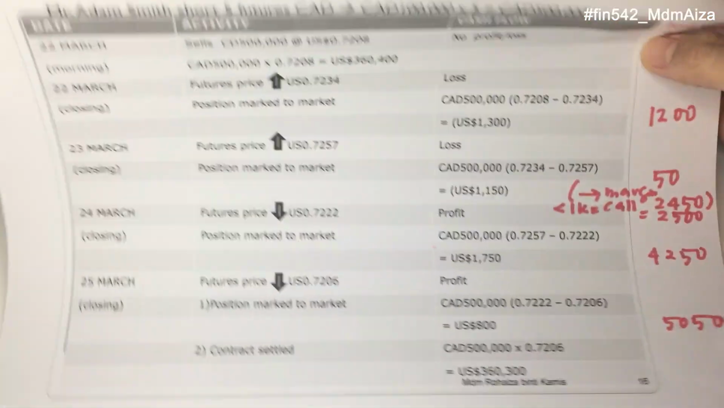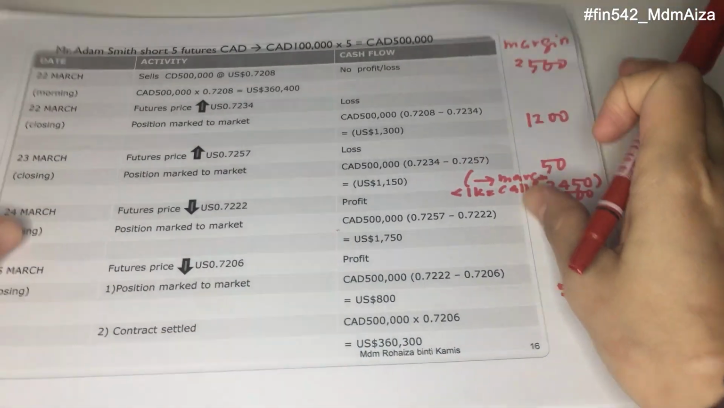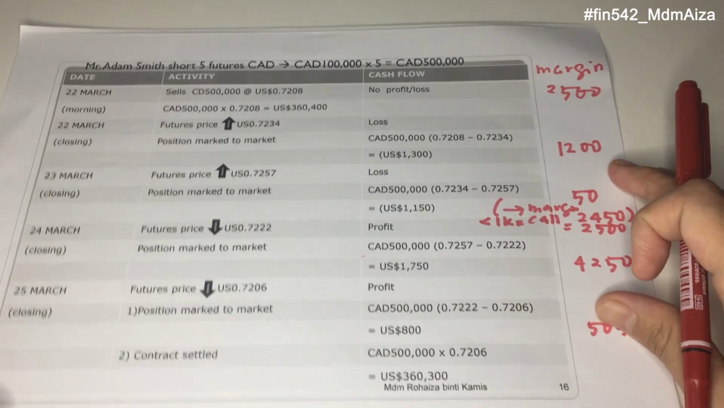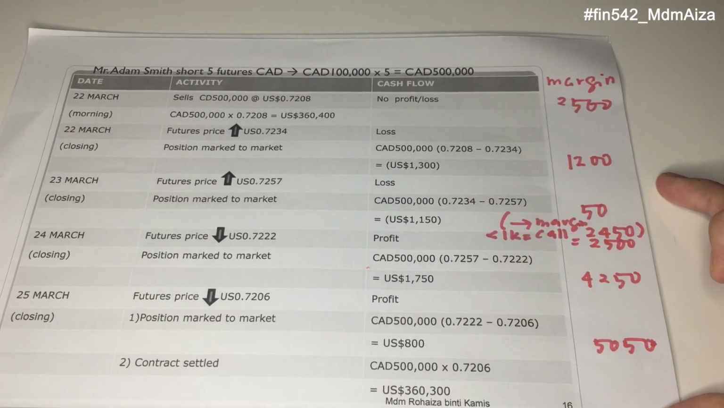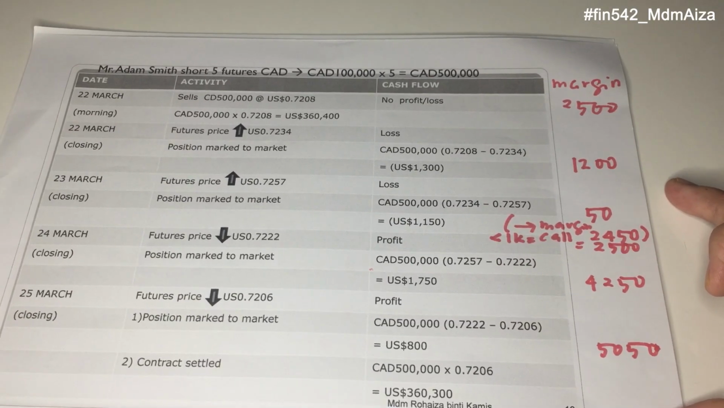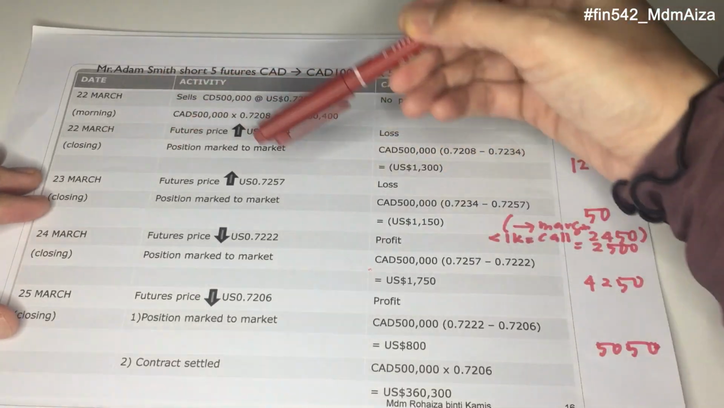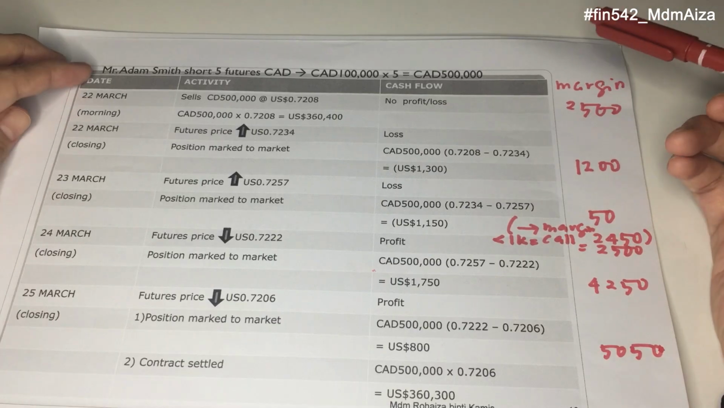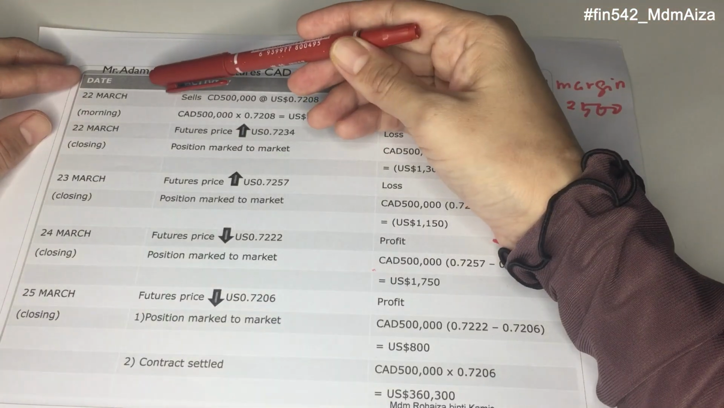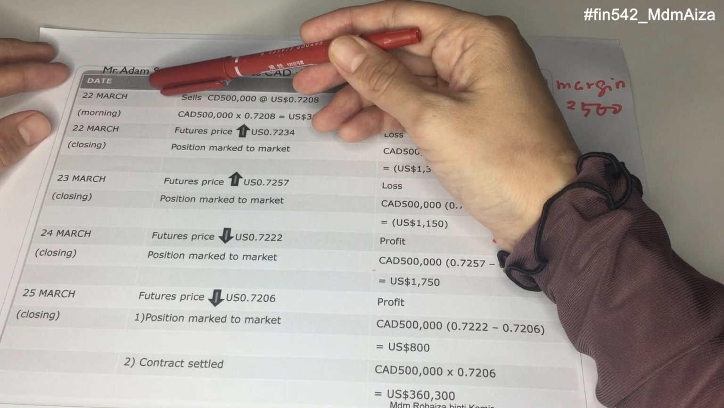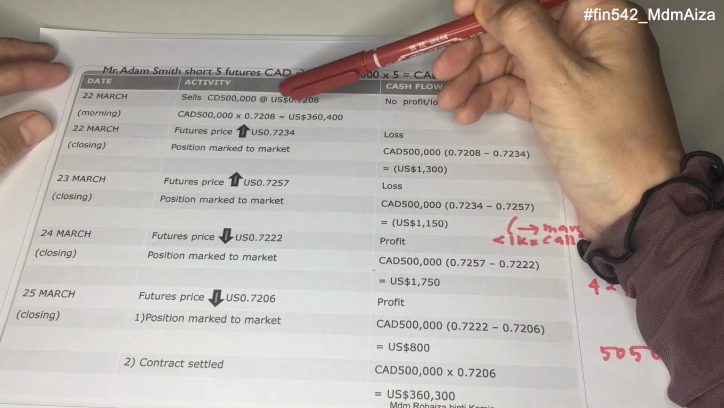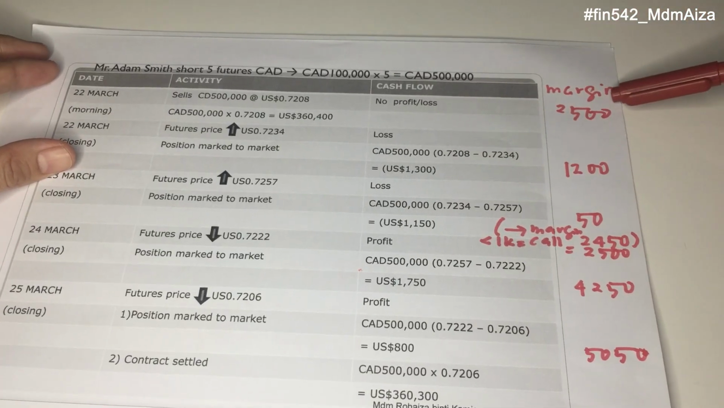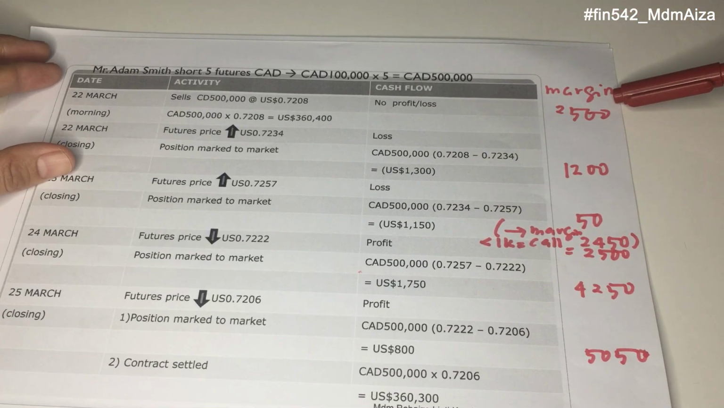So how should we do futures calculations? It's a little bit tricky. This is very tedious work, I would say, but it's very easy for you to score marks. What you can do is extend 4 columns. The first column is the date or day of the trading and the activity, followed by the cash flow, and the last column is the margin account calculation.